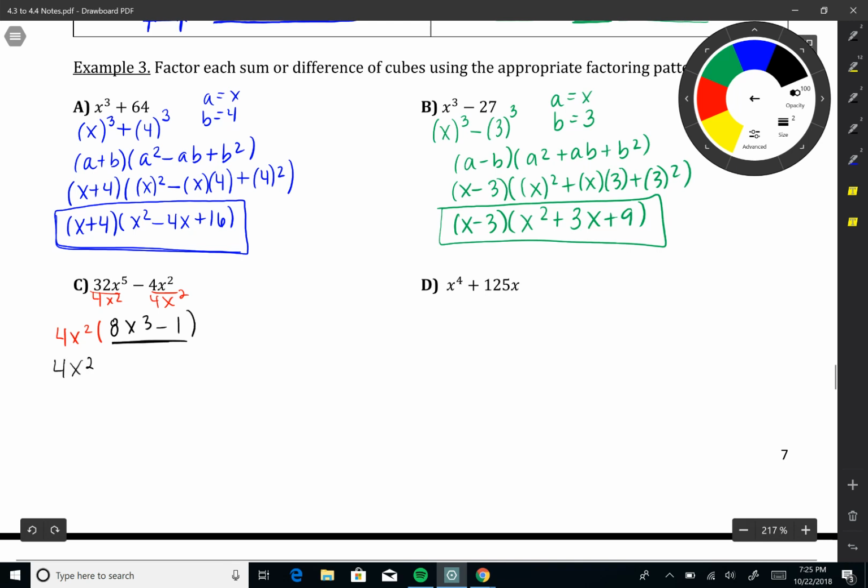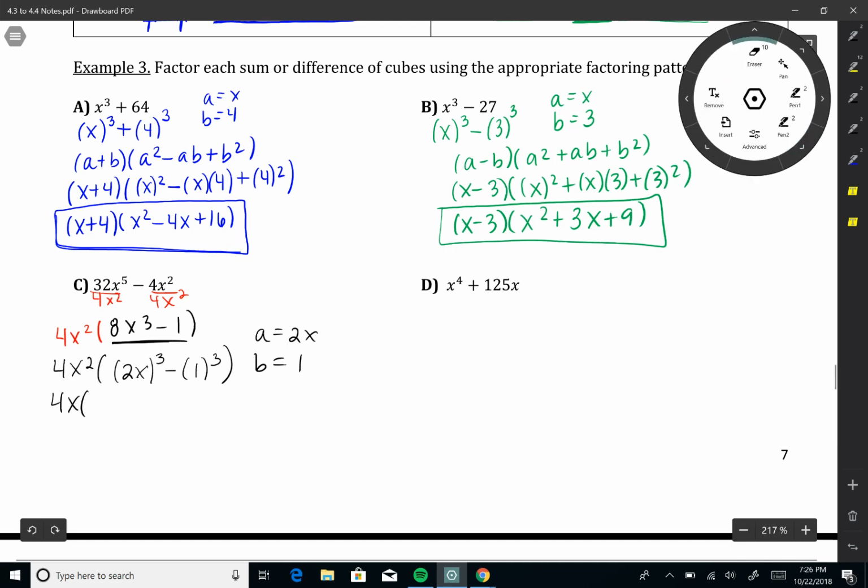Now I know 8 is a perfect cube. Its cube root is 2. So I could write this as 2, and then I have the x as well. So 2x in parentheses cubed. And 1 is actually a perfect cube as well, so that's 1 in parentheses cubed, and I'm subtracting. Now, my difference of cubes pattern, I start with, now let's see, our a is 2x and our b is 1. Remember, it's a minus b. So my first thing I'm going to write is 2x minus 1.